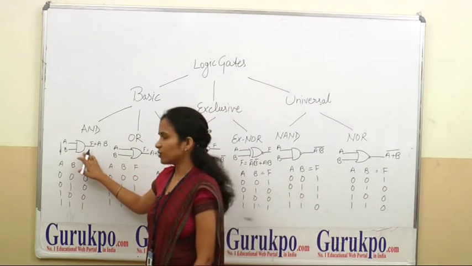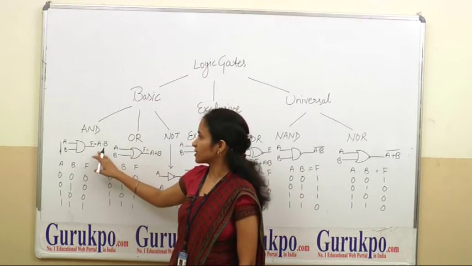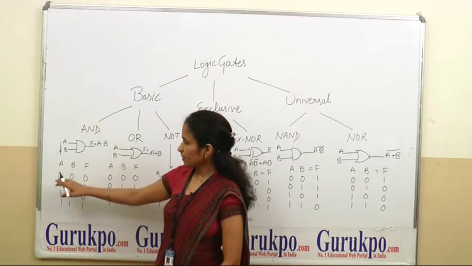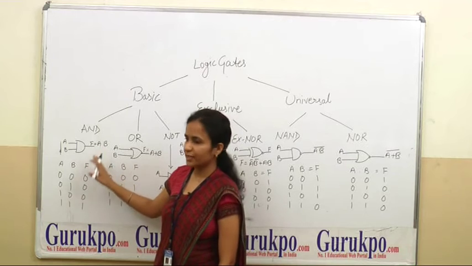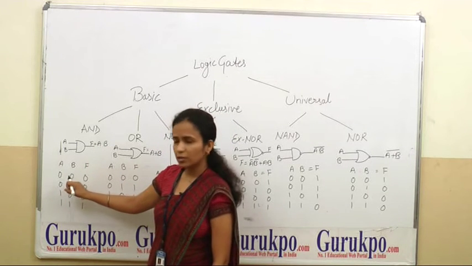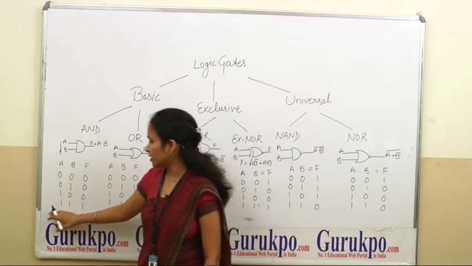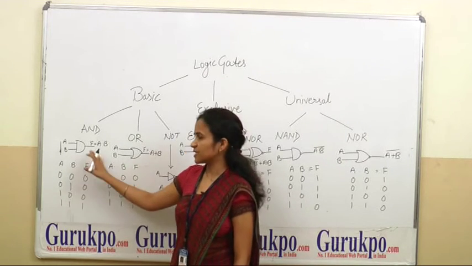This is the symbol of the basic AND gate, and this is the equation of the AND gate. When we take two variables as input, then output is A dot B. When all the inputs are 0, then output is 0, but when all the inputs are high, then output is high. This is basically the AND gate.